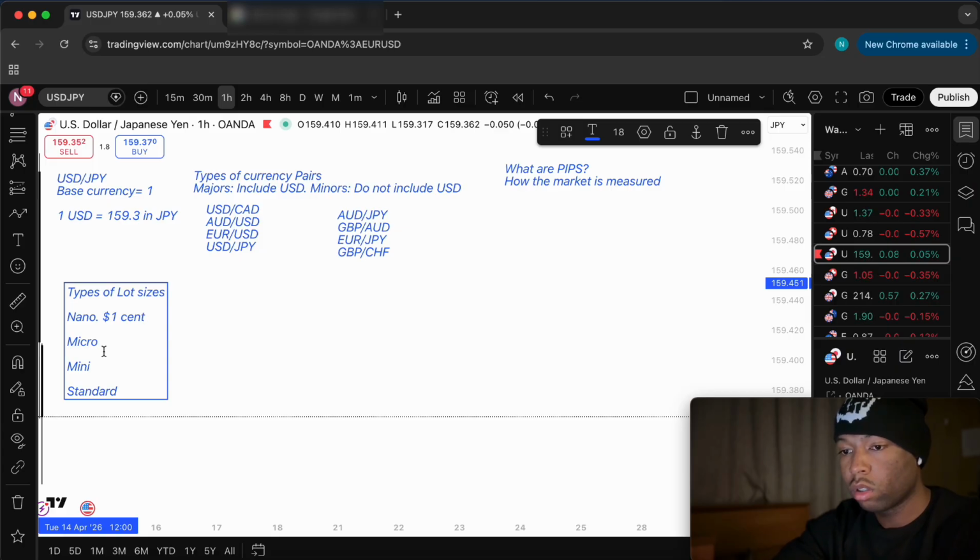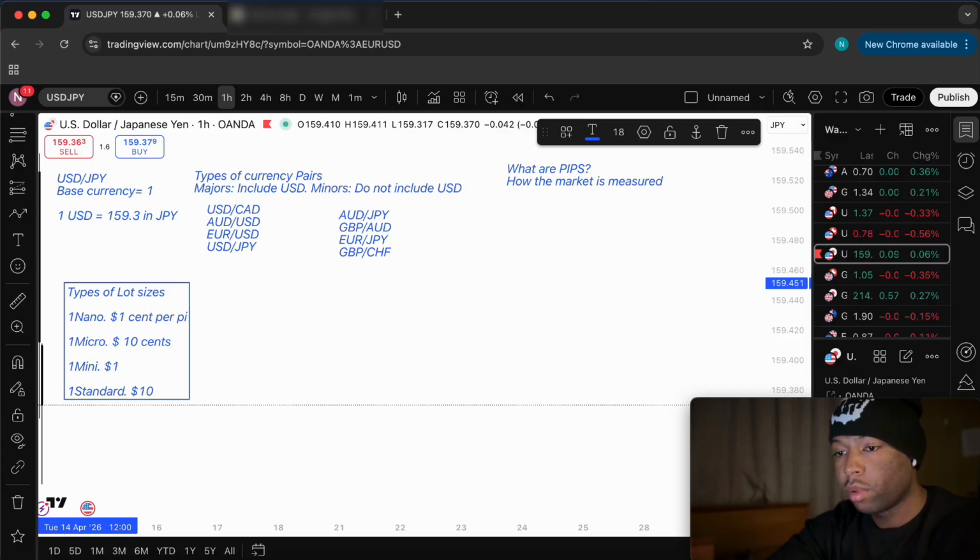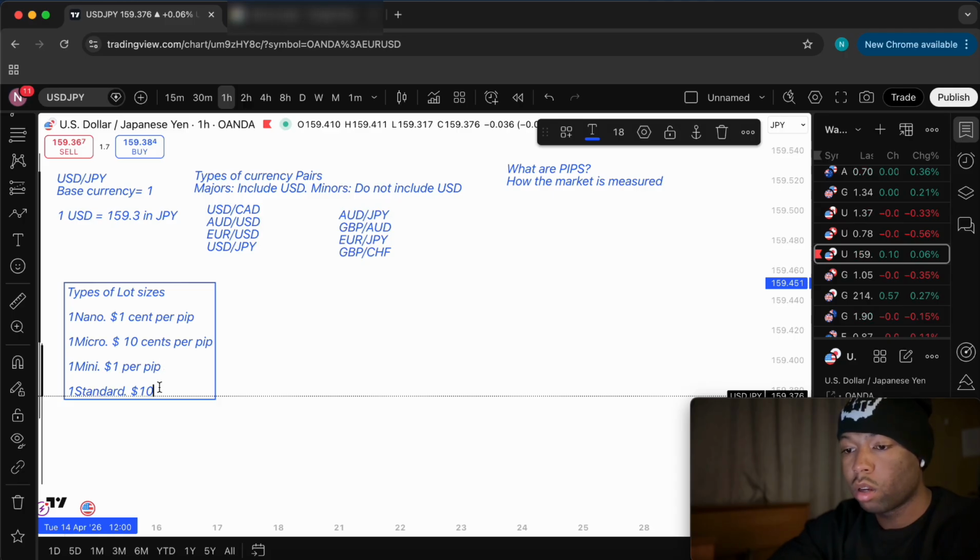1 cent. Micro is going to be equal to 10 cents. Mini is going to be equal to $1. Standard is going to be equal to $10. Okay. So all this means is that 1 nano is 1 cent per pip. Okay. 1 micro is 10 cents per pip. 1 mini is $1 per pip. And 1 standard is $10 per pip.